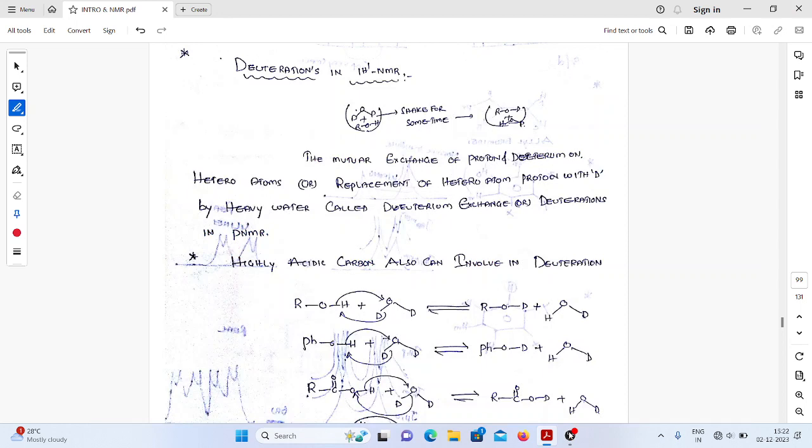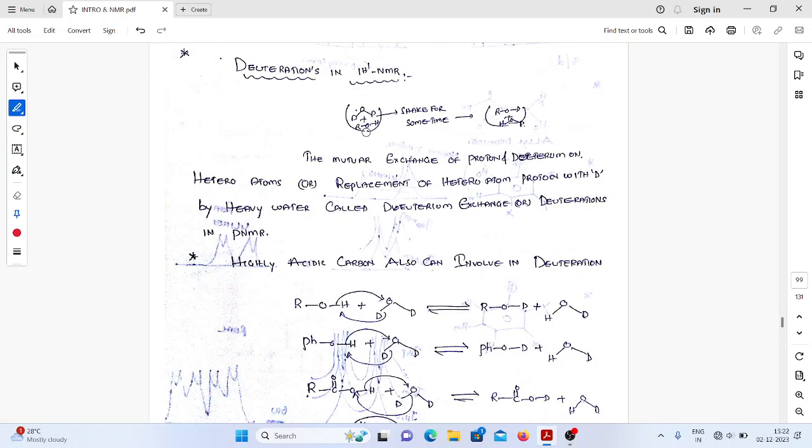Let's discuss the next topic, that is deuteration in proton NMR. In the last video, we have seen the effect of proton exchange in the NMR. If you have an impurity in the sample, the heteroatom protons will not be recognized. That's why there is no coupling. That will be considered as a singlet. Right? If you have the deuteration phenomenon, what happens in the NMR signal?